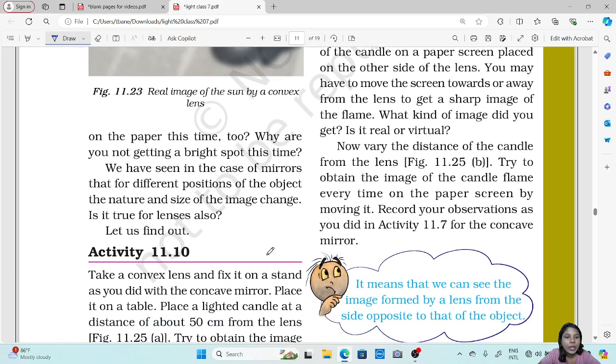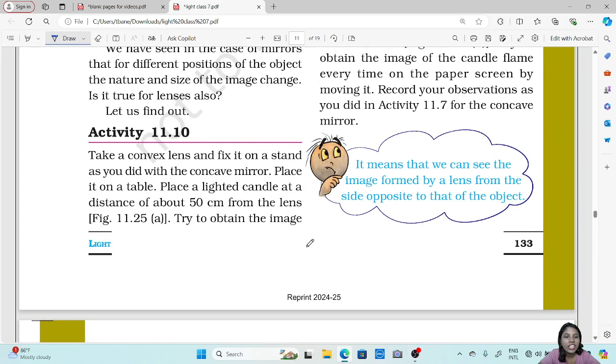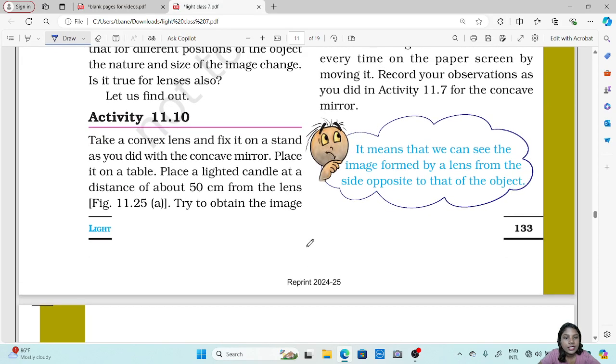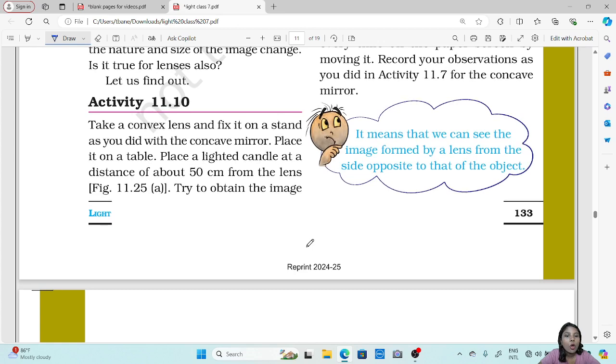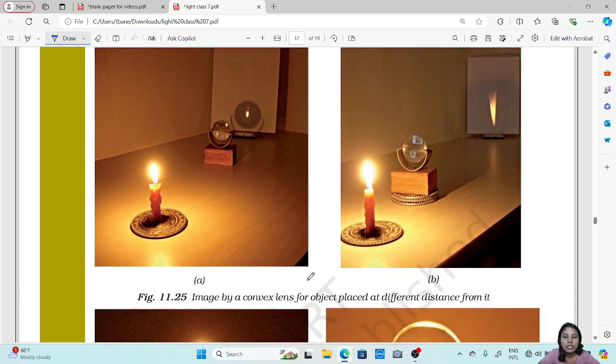Now vary the distance of the candle from the lens. Try to obtain the image of the candle flame every time on the paper screen by moving it. Record your observations as you did for the concave mirror. It means that we can see the image formed by a lens from the opposite side to that of the object.